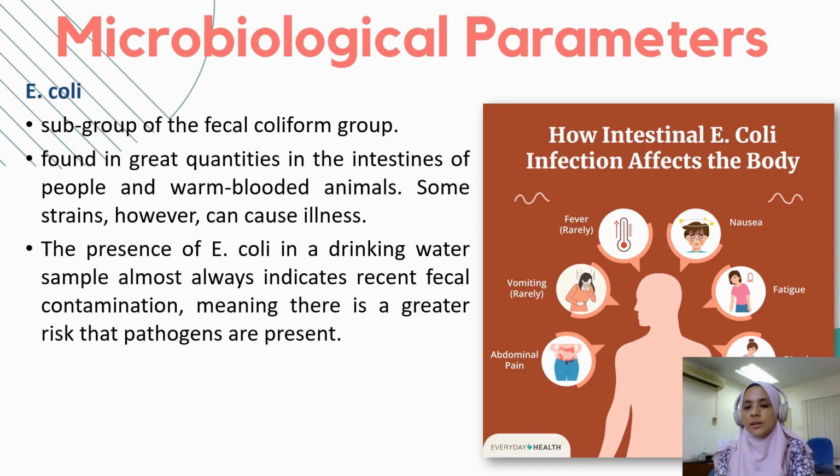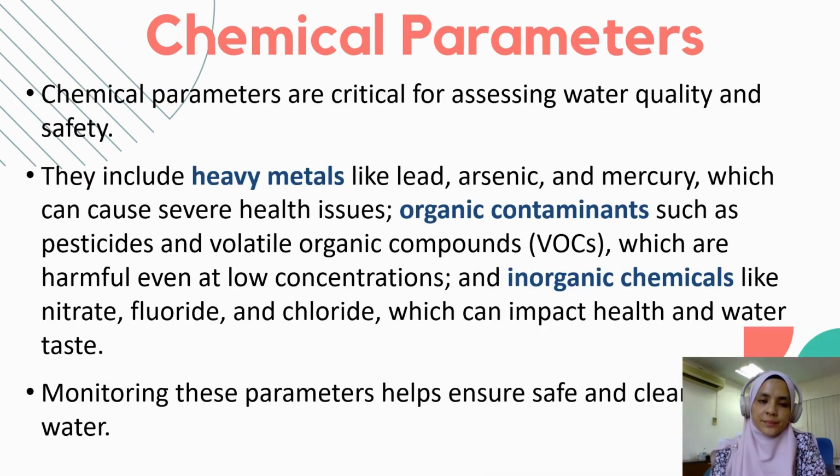Okay, so for this figure, we can see how intestinal E. coli infection affects the body, which includes nausea, fatigue, diarrhea, abdominal pain, vomiting, as well as fever. Okay, now that we have a true understanding of microbiological parameters and their critical role in assessing the presence of harmful microorganisms in drinking water, let's move on to another essential aspect of water quality assessment, which is chemical parameters.